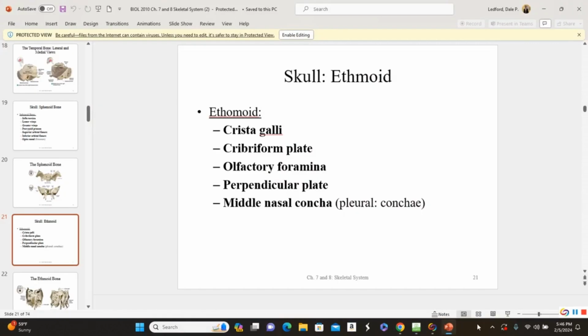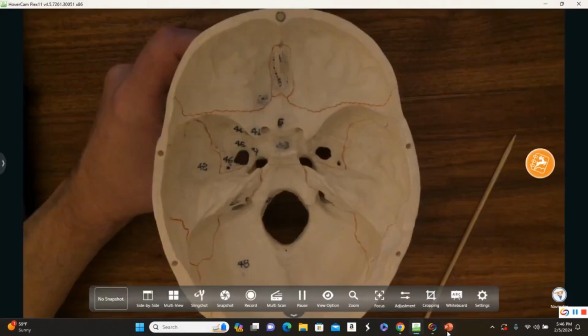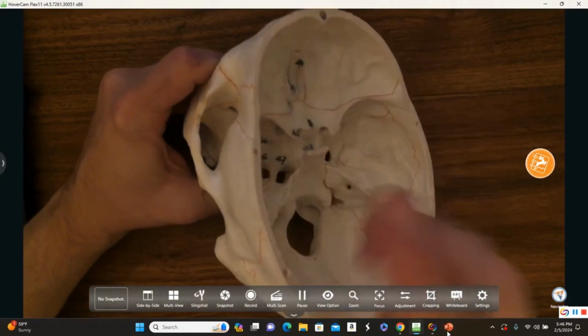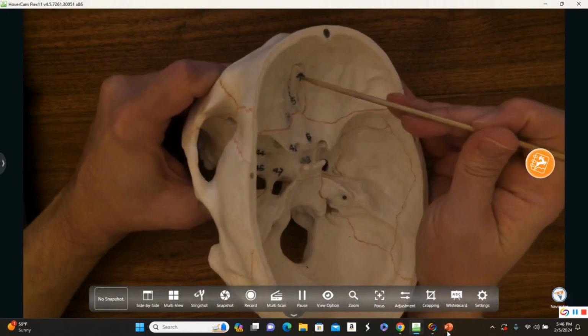That's the cribriform plate, or crista galli. Let's look at that first. Crista galli. Crest of the rooster is right here. This is your rooster's crest. I'm turning it to the side a little bit.